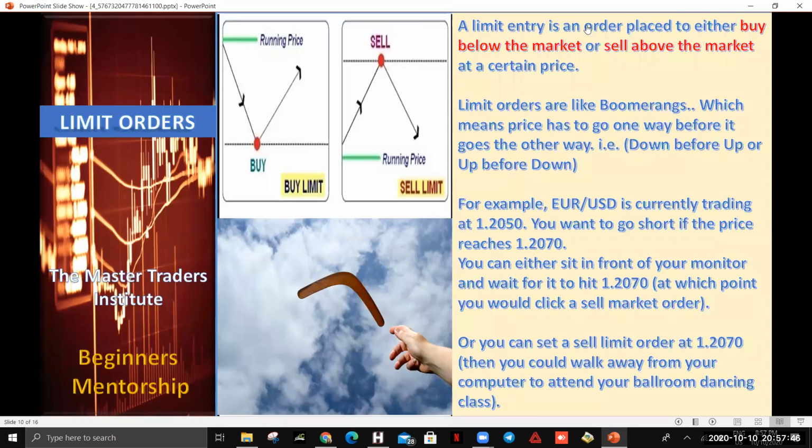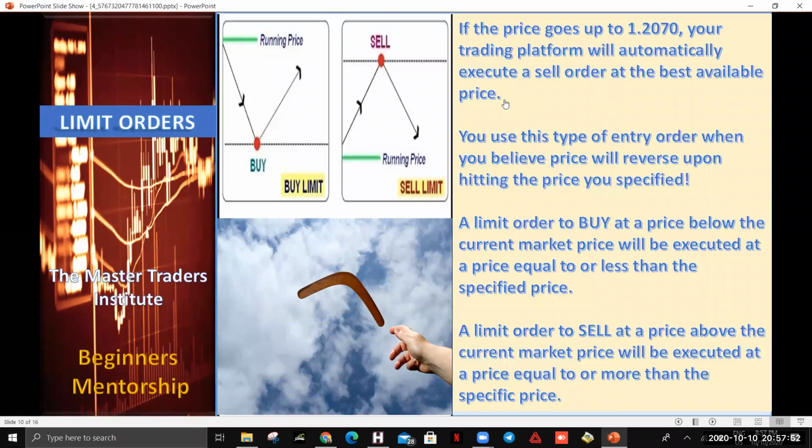If price goes up to 1.2070, your trading platform will automatically execute a sell order at the best available price.